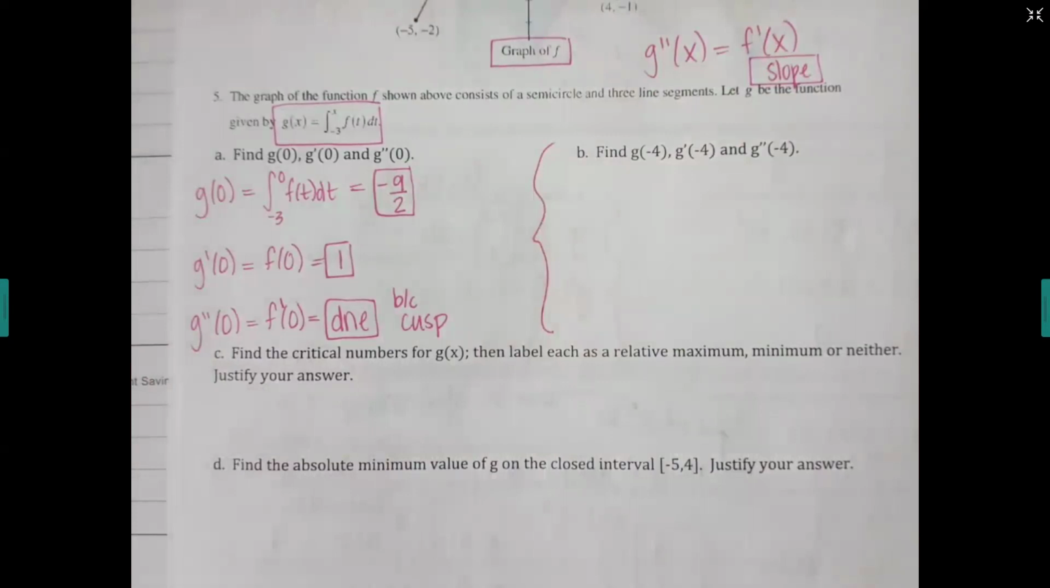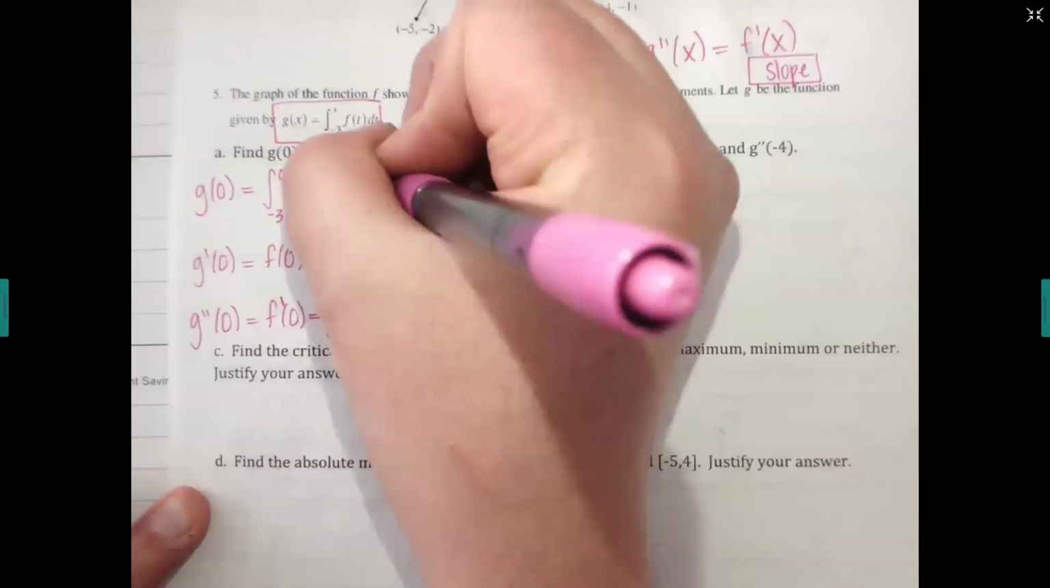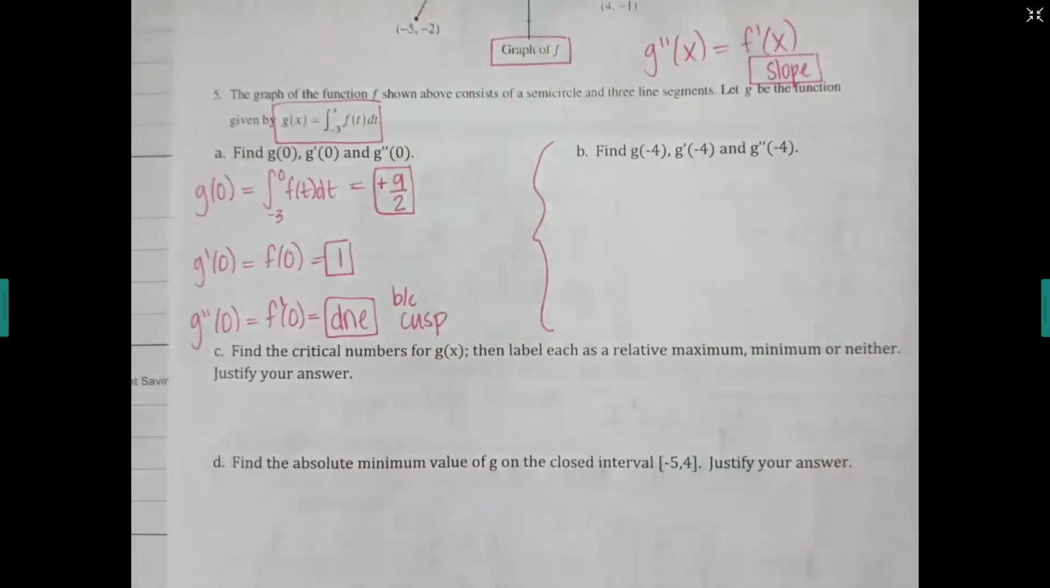Oh, so it's backwards. So wait, no. No, you're right. It's positive. It actually shouldn't be negative because -3 is smaller. So they're already in the right order. It actually is positive. It is positive.